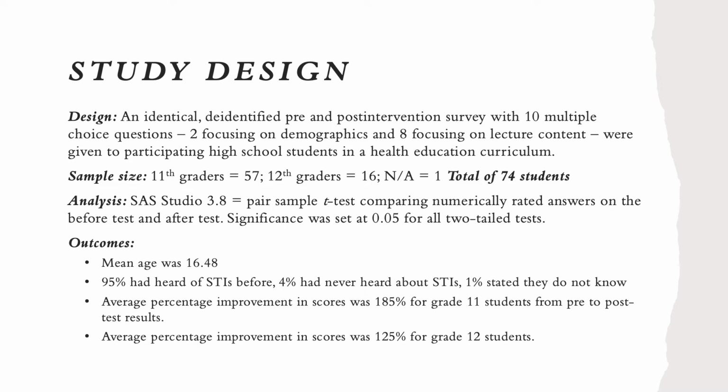Each content question was worth 1 point for a total of 8 points for the before survey as well as for the after survey. The sample size included 11th graders, there were 57 of them, and 12th graders, there were 16 of them, and then one student that didn't identify whether he or she was in the 11th or 12th grade. So there was a total of 74 students in the sample.